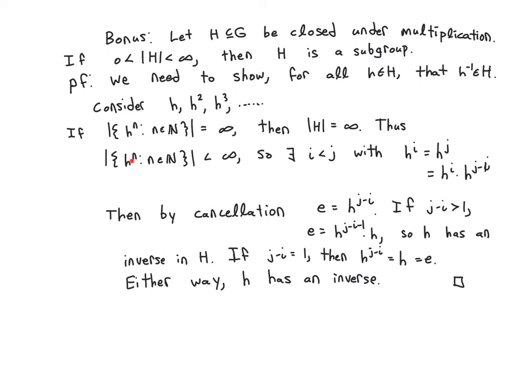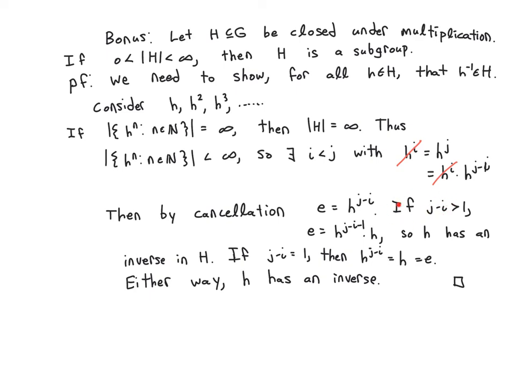So the point is, this set's actually finite. So there must be a point where the entries repeat. There must exist positive integers i and j, where h to the i equals h to the j, which I can conveniently write as h to the i times h to the j minus i. Well then, by cancellation in the larger group G, I have e is equal to h to the j minus i.